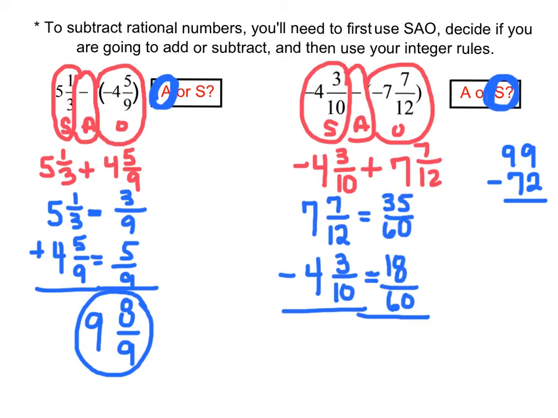All right, so once I have my common denominator here, I'm going to be taking 35/60 minus 18/60, which is 17/60, and then 7 minus 4 is 3.